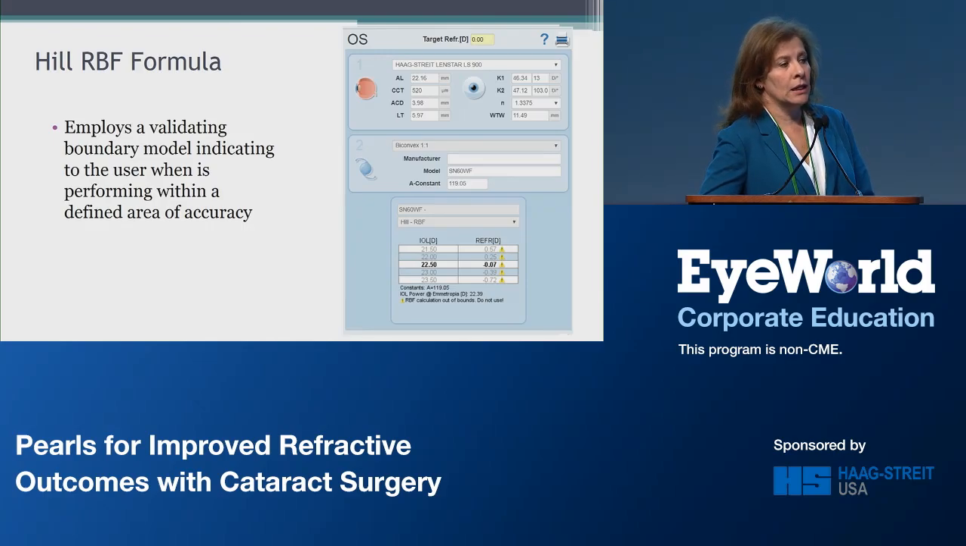One thing that we love about the formula is if there is a measurement that doesn't make any sense at all, it warns us that the measurement is out of bounds, that we should be careful or not to use that power based on the formula.